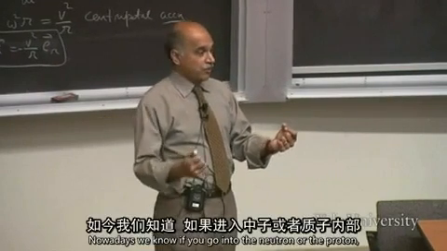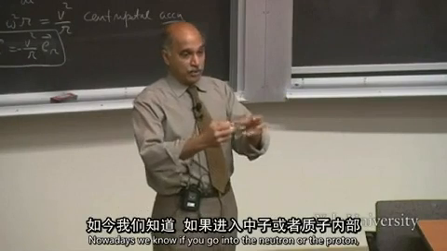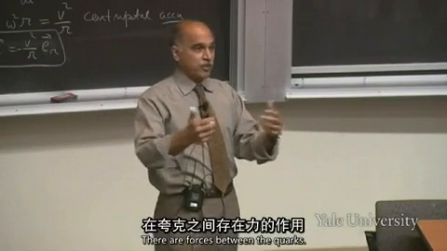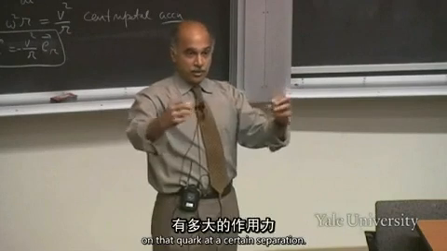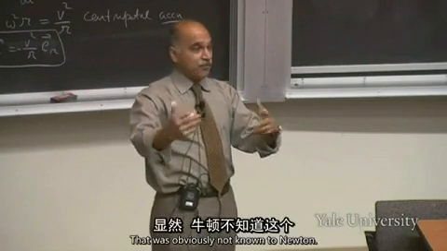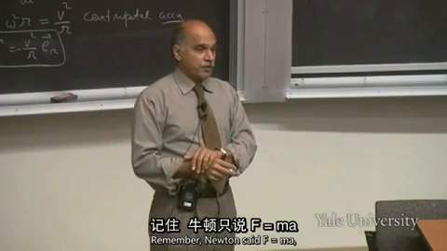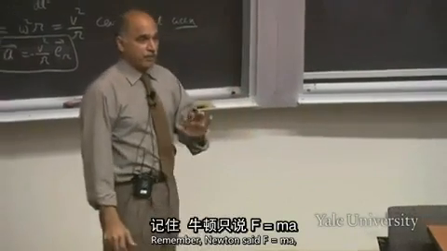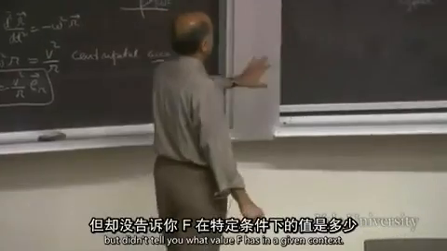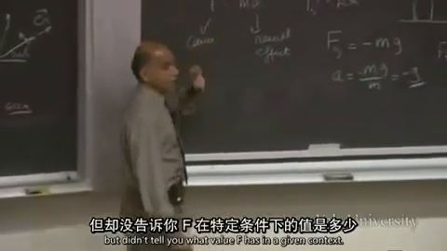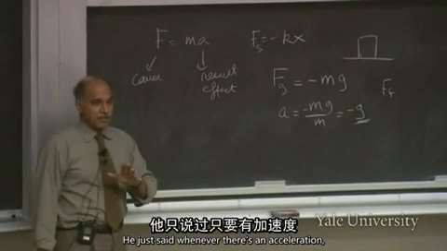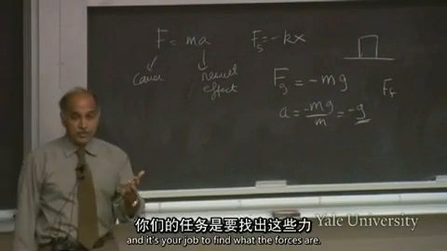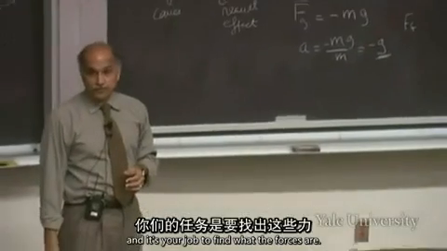And nowadays we know if you go into the neutron or proton, there are quarks. There are forces between the quarks. And you can ask what's the force that this quark will exert on that quark at a certain separation. That's obviously not known to Newton. So remember, Newton said F equals ma, but didn't tell you what value F has in a given context. He just said, whenever there's an acceleration, it's going to be due to some forces, and it's your job to find what the forces are.